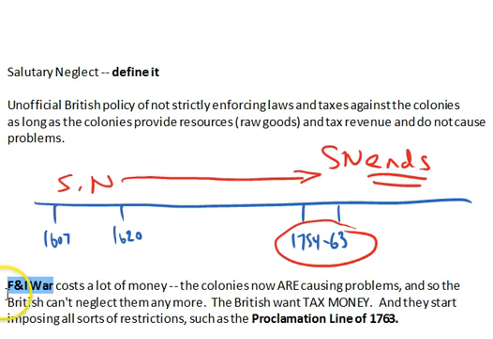So here we have the French and Indian War, costs a lot of money, and now the colonies are causing problems. Before they weren't, so we could neglect them, but now the British can't neglect them anymore, and the British want tax money, so they start imposing all sorts of restrictions, such as the Proclamation Line of 1763, and then you go forward and define the Proclamation Line and also talk about some of the taxes that were happening at the time. So those are the 3 components to an ID.